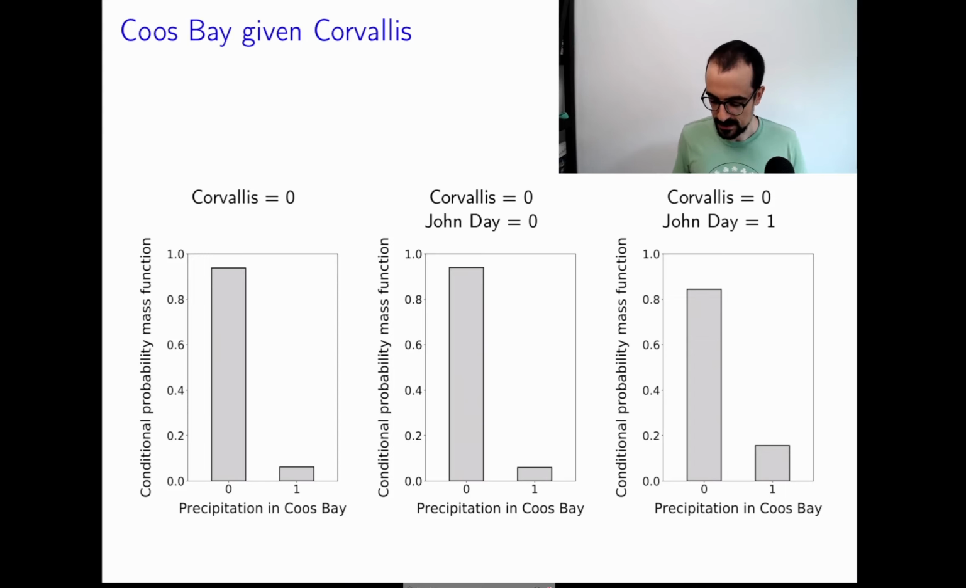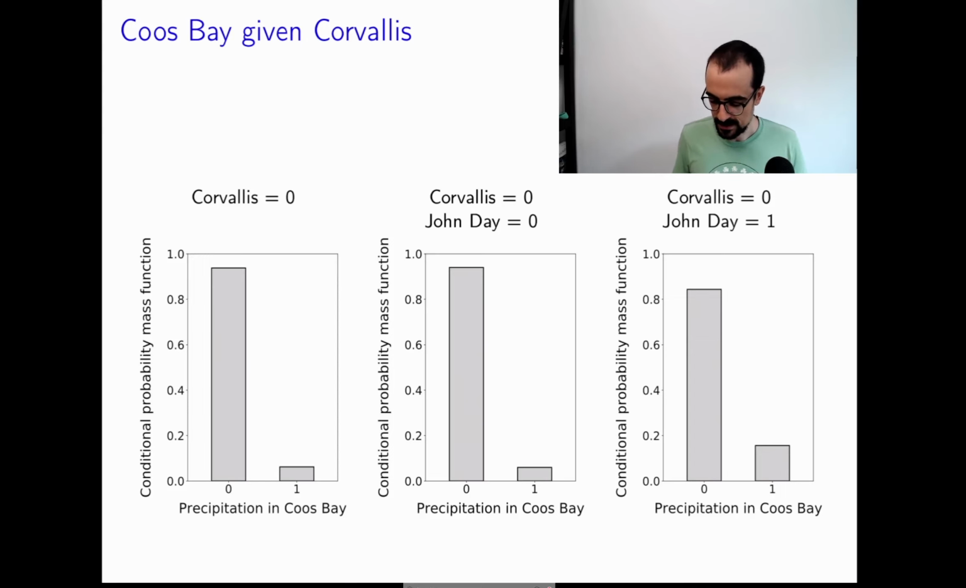Let's take a look at what happens when it rains in Corvallis. As we see, the distribution in Coos Bay changes dramatically. What if on top of that it doesn't rain in John Day? It's almost essentially the same. If it also rains in John Day, it does change a little bit. So these things are not completely conditionally independent, but if you imagine for a moment that this wouldn't change, then we would have conditional independence between John Day and Coos Bay given Corvallis.